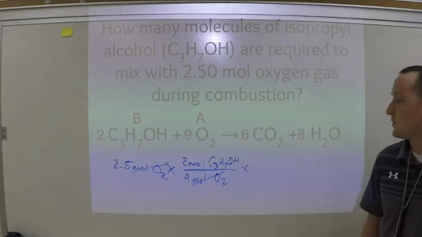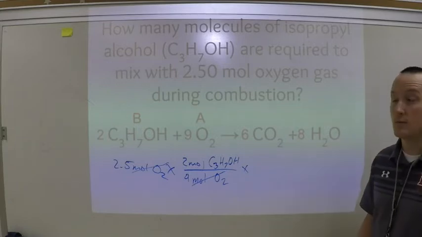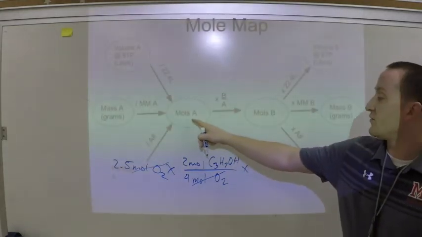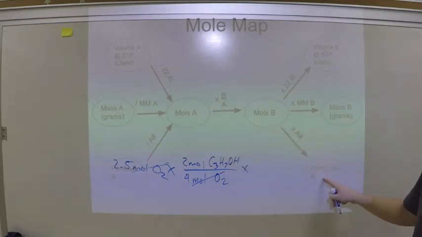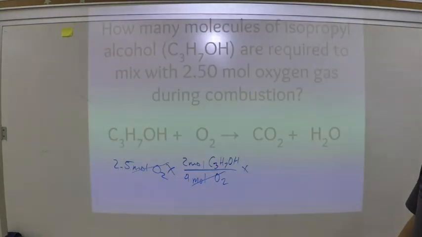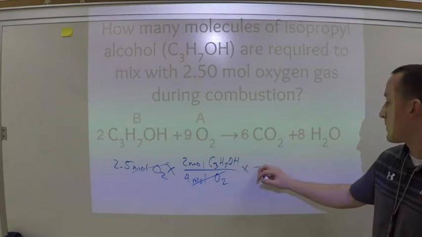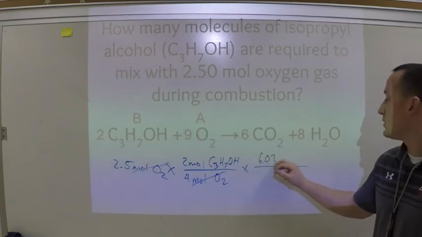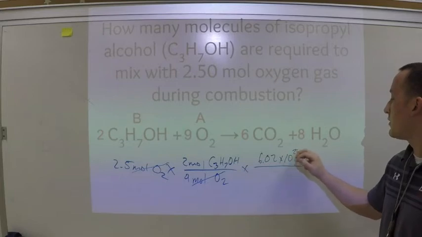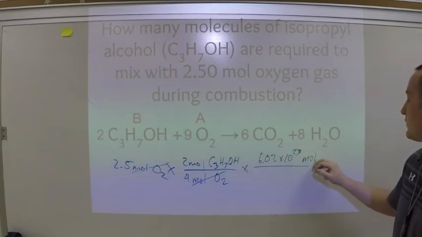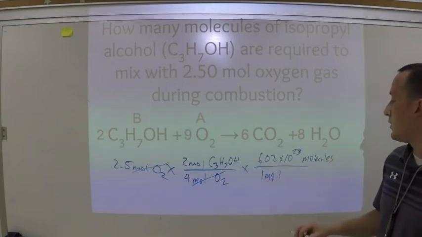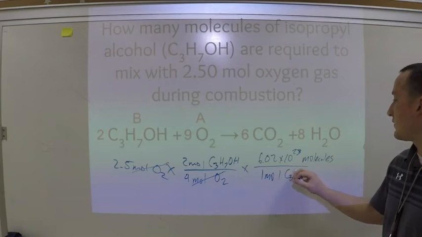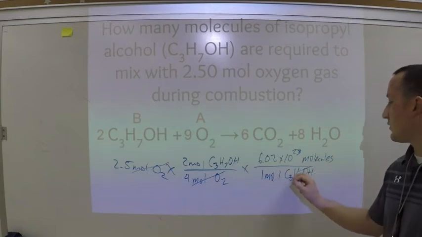Next step is I need to, anybody remember? I just converted from moles of A to moles of B using my mole ratio. Now I need to go to my particles because it asked me for molecules, and I'm going to multiply by Avogadro's number. Now when I multiply by Avogadro's number, I'm going to put 6.02 times 10 to the 23rd molecules, and then on the bottom we'll go 1 mole of my C3H7OH. Those units will cancel out.